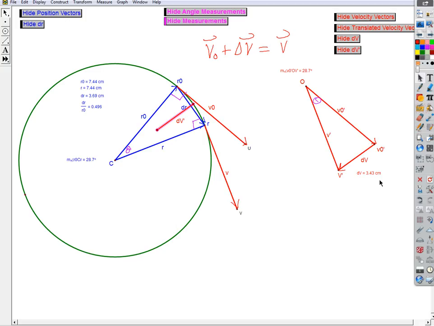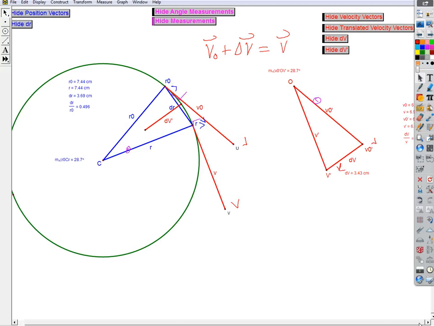Where's the other one? What the heck? I don't know where all this stuff went, but I had this shown up here. What if it's off the screen? It is, of course. There it is.